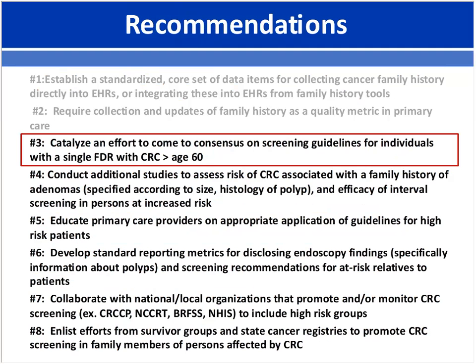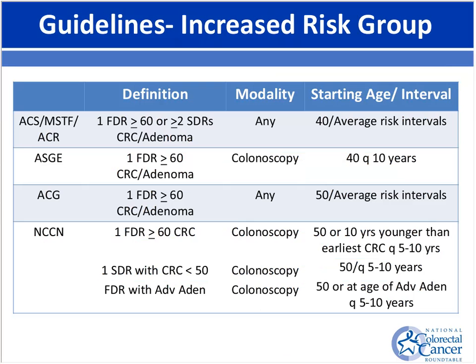We go to the third recommendation: catalyze an effort to come to consensus on screening guidelines for individuals with a single first-degree relative over age 60. We showed you that that's the single group that has the highest variability in recommendations. And this is the same data that Jan showed you, but broken down by the individual organization on the left. Their definitions of this increased risk group vary.